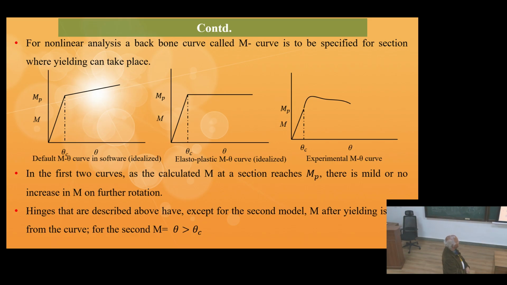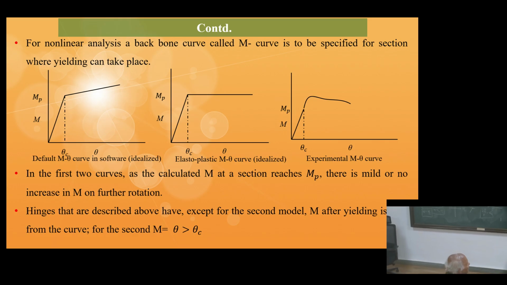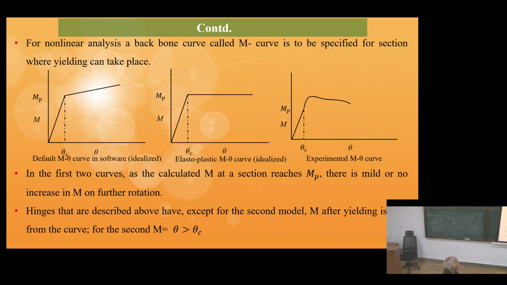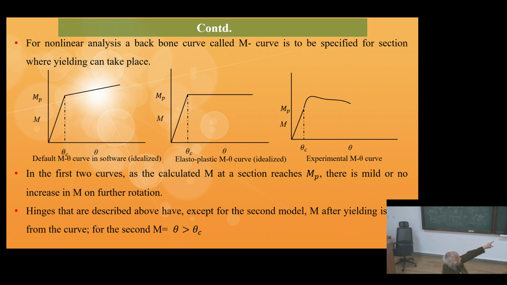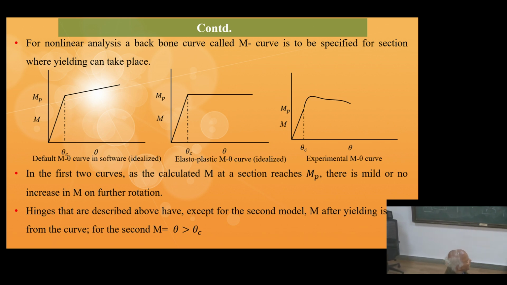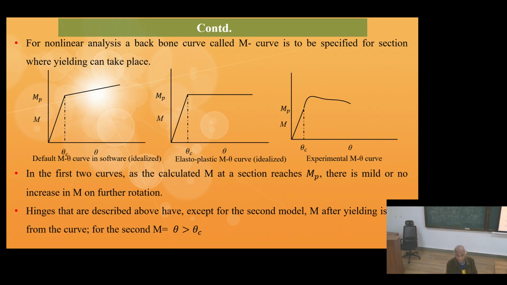For the hinges described above, except for the second model, M after yielding is read from the curve. For the second one, M is equal to MP. It should be, M will be MP for theta greater than theta C. So that's about the backbone curve. These backbone curves are necessary to carry out a pushover analysis.